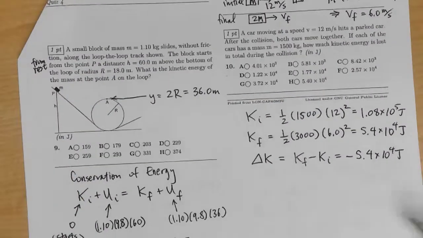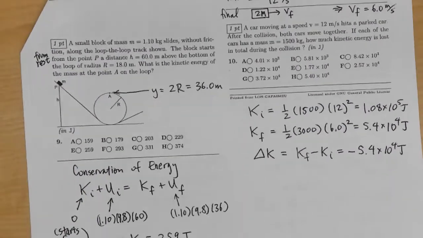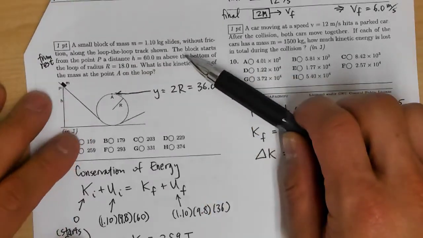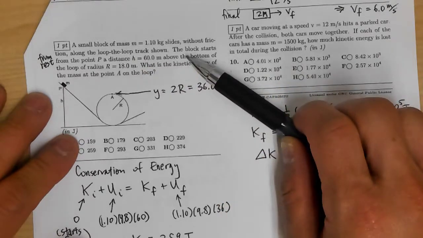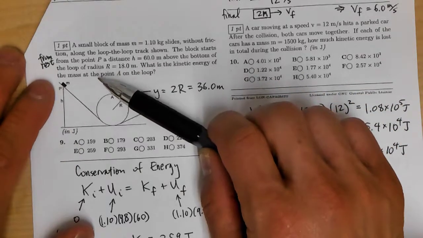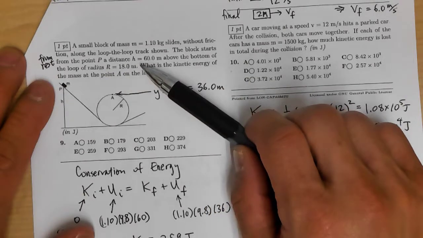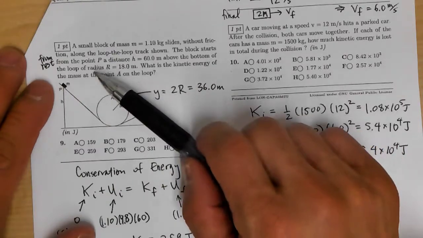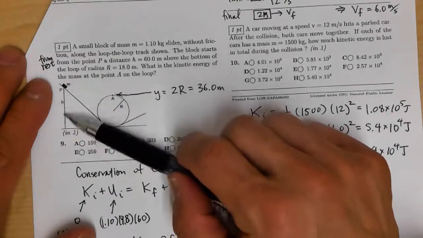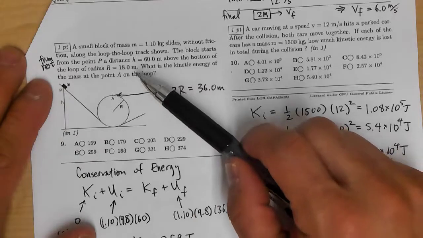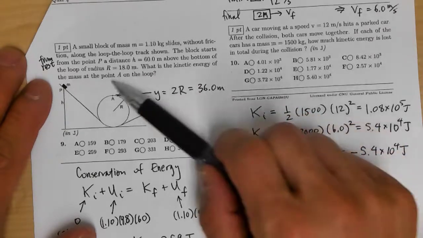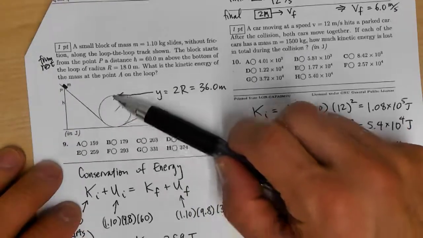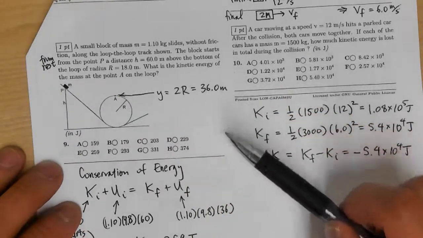Let's go to the ninth problem. A small block of mass 1.10 slides without friction along the loop-the-loop track shown. The block starts from point P at a distance 60 meters above the bottom of the loop. Okay, this distance is 60 meters, and the loop radius is 18 meters. What is the kinetic energy of the mass at point A on the loop? Okay, so this height is 2r, which is 36 meters.